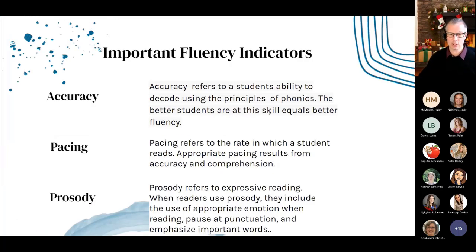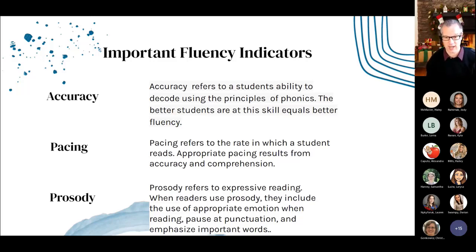So again, there are some indicators that show how well students are doing. There's the accuracy part of it, which is the ability to decode using those principles of phonics. The better the students are at the skill equals better fluency, of course. And then, of course, the pacing is the rate at which the student reads. So appropriate pacing results from accuracy and comprehension again, and knowing our stops and our pauses and things like that.